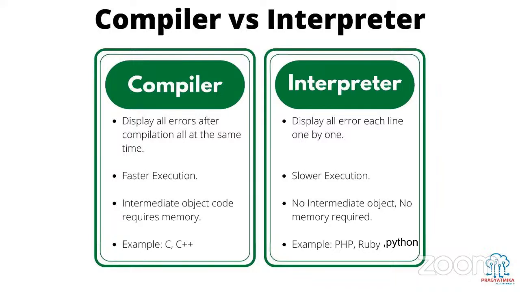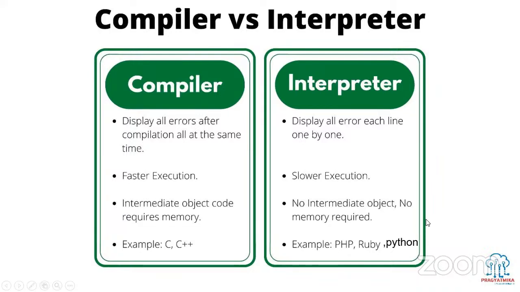Because no additional memory is required for an interpreter, because the interpreter directly executes the high level code. It doesn't require memory. For example, languages that typically use a compiler are C and C++. And the languages that use interpreters are PHP, Ruby, and Python.